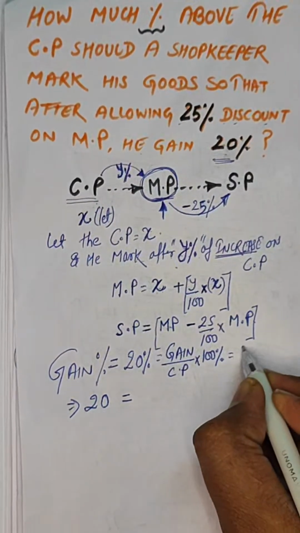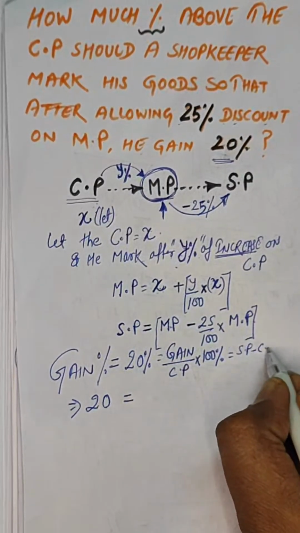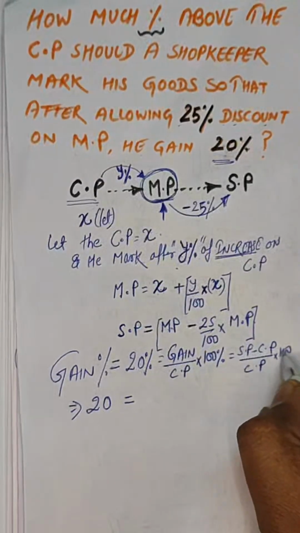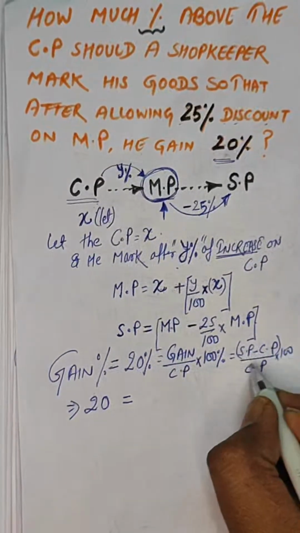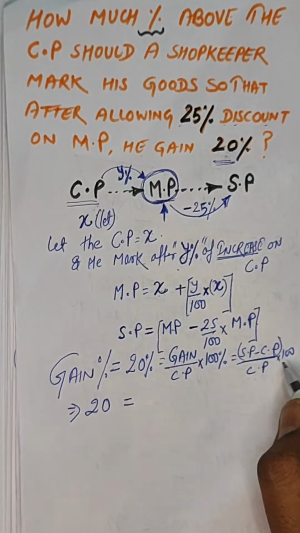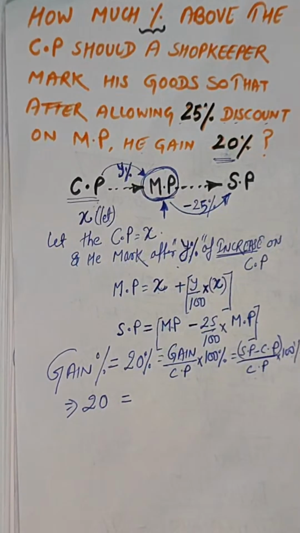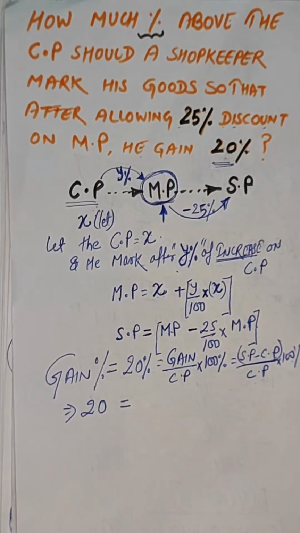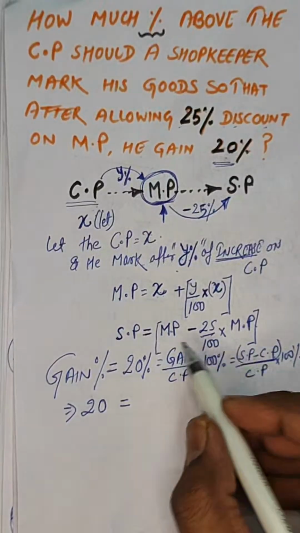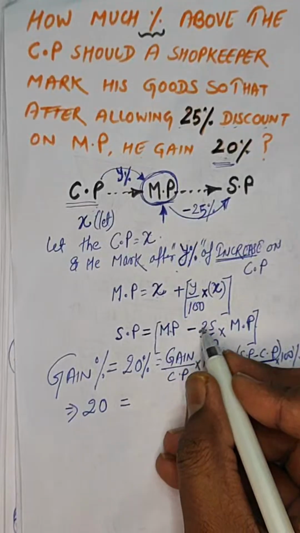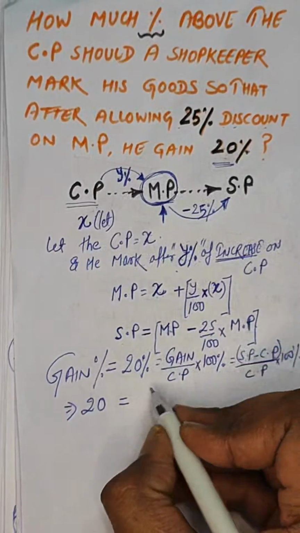So gain is what? Sale price minus cost price. Gain percent will be sale price minus cost price divided by cost price into 100%, right? Now from here, if you see the next step, just put up the values. What is sale price? You can put it over here. Sale price is mark price minus 25% of mark price.